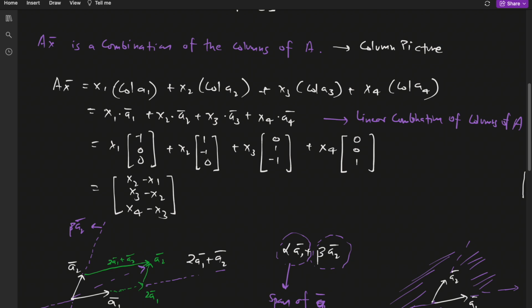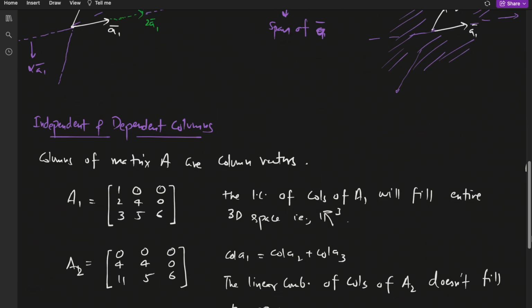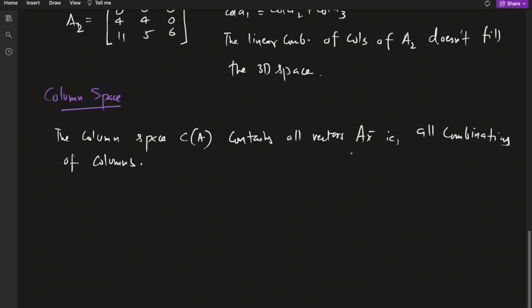Because column interpretation says that A times vector X is nothing but a linear combination of all the columns of A. That is a linear combination of column vectors. So column space is nothing but all the linear combinations of the column vectors of matrix A. Okay, so this is column space.